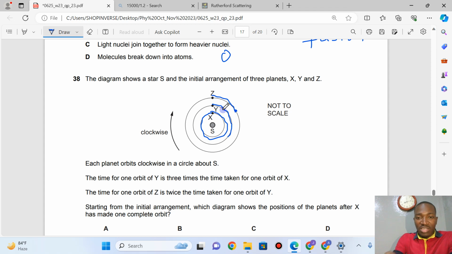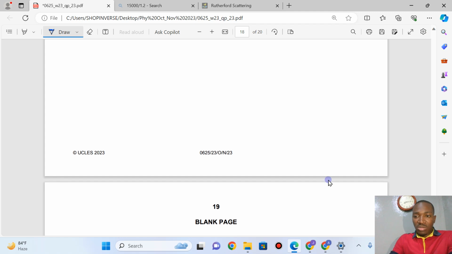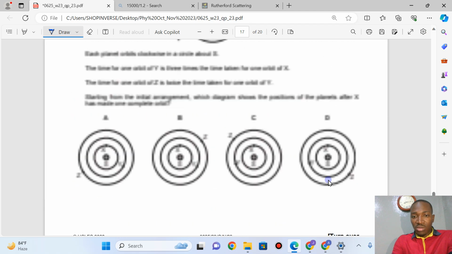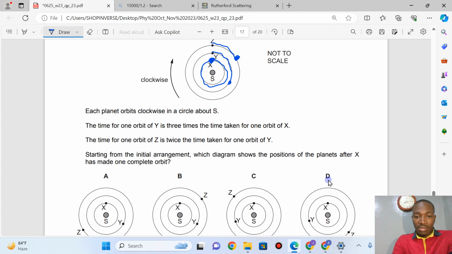So this position here for Z, this position here for Y, and this position here for X, yeah. So this is the most correct answer to that question. Okay, yeah. Which option is that? A, B.